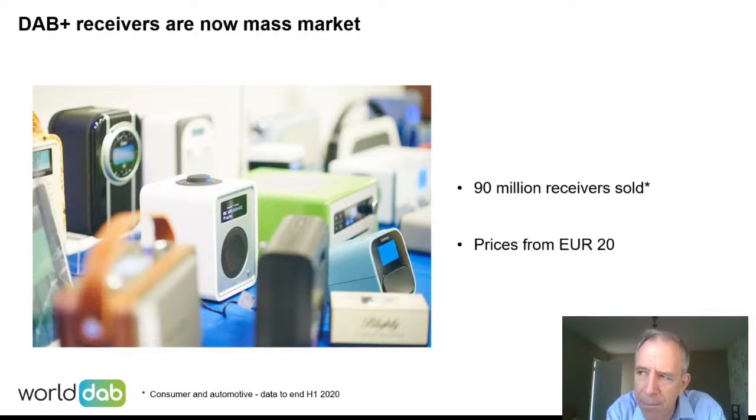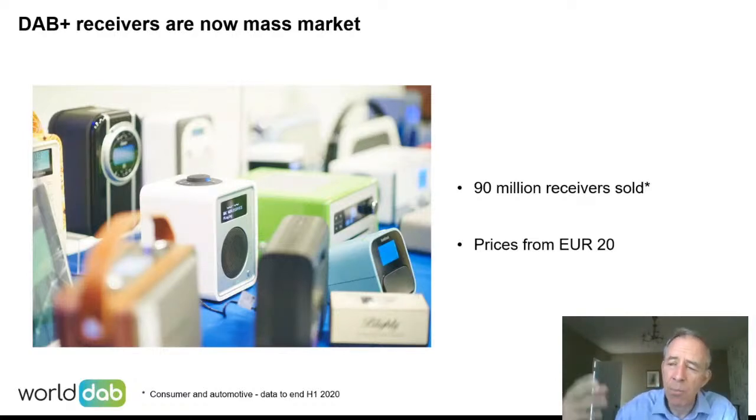What that means in practice is that the prices are now much lower than they've ever been before. You can get cheaper than this, but in general, prices are starting from about 20 euros. So it's definitely a mass market price, and in the past prices were higher and it was more difficult to launch digital radio.